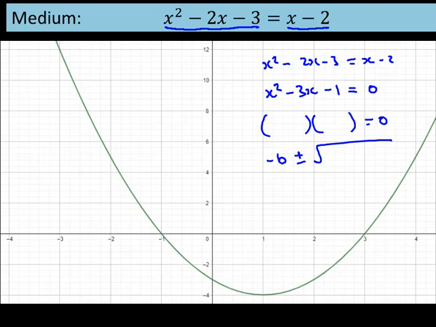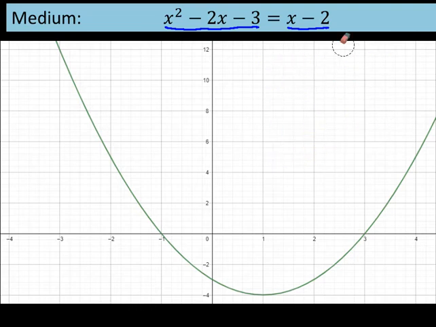But the thing is, this question doesn't want you to do that. It wants you to solve that equation, or find an estimate to the answer, using the graph that we already drew. So we drew the graph of y equals x squared minus 2x minus 3, and we want to find an estimate using that graph. And it's dead simple, because we've drawn the graph of the left hand side. All we need to do is draw the graph of the right hand side.